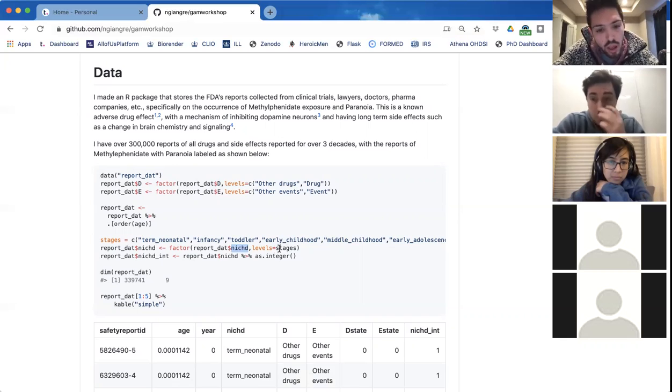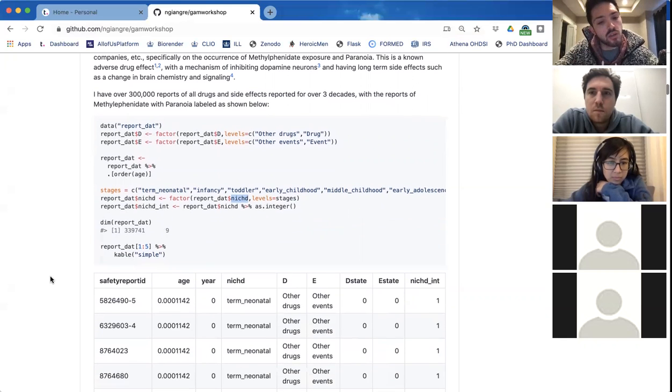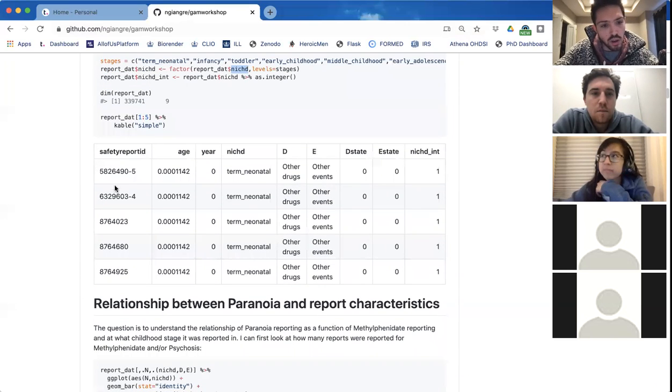That's how they define the different stages, so I use what they published. In the modeling, the methods here can't take characters, so I convert them to integers as well. So we have NICHD and NICHD underscore int. But anyway, the full data frame has over 300,000 reports, and it looks like this. You have a bunch of report IDs, the age in year units, so this is very young. Then I rounded the age to years. And then I have the stage and the indication of the drug adverse event.